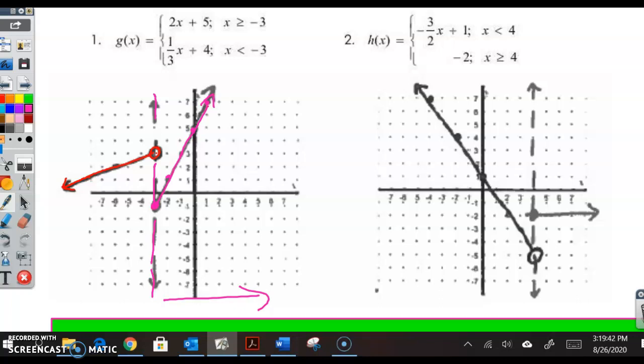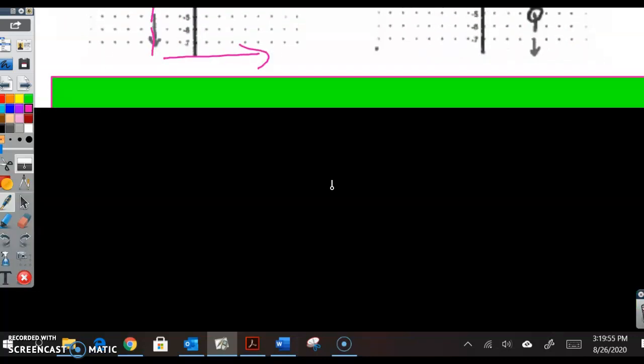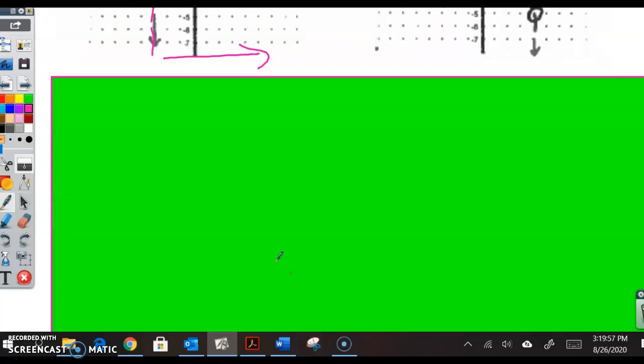And when you see a negative 2, that just means you're graphing y equals negative 2, so that's going to be horizontal. And this is a negative slope, so it's going to be going this way. And that is all we're doing in the notes, so peace out.